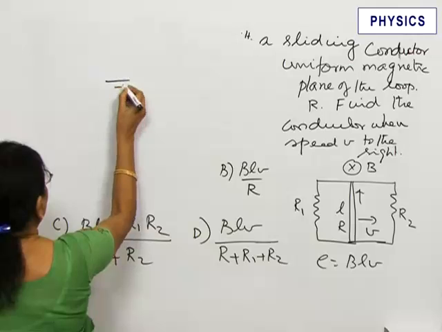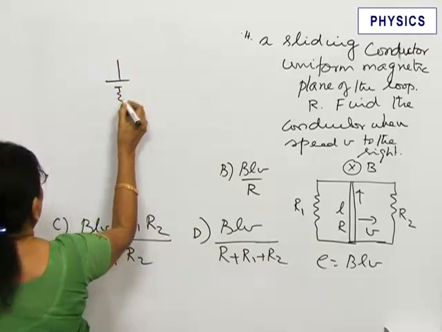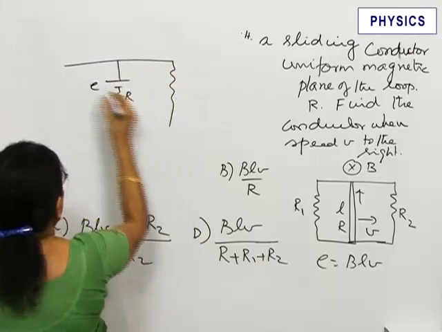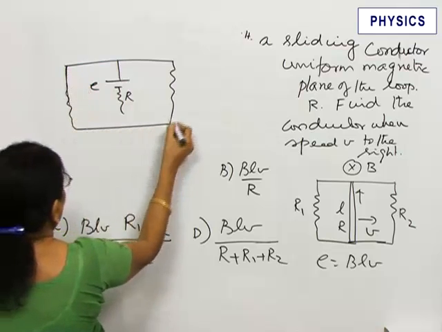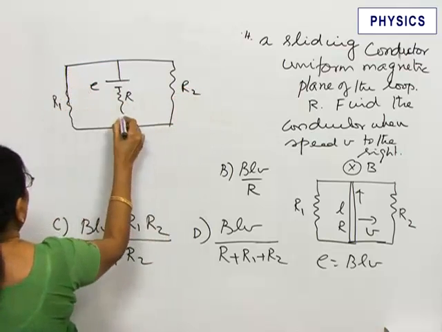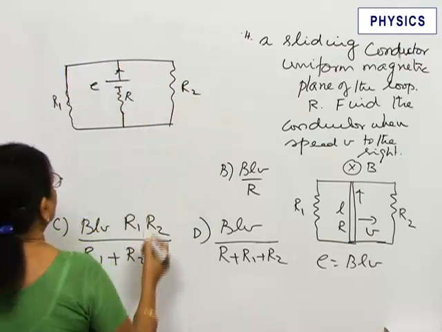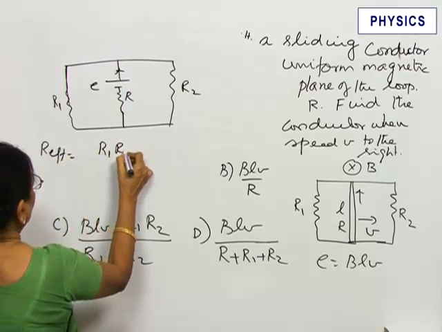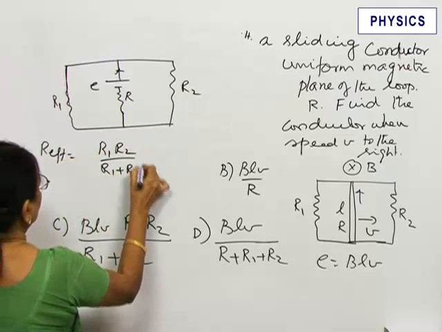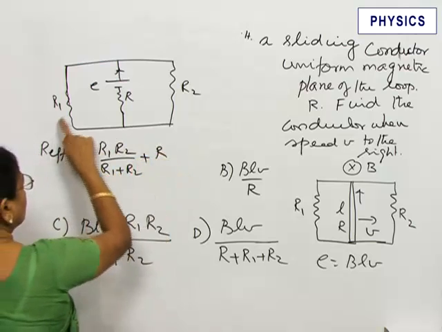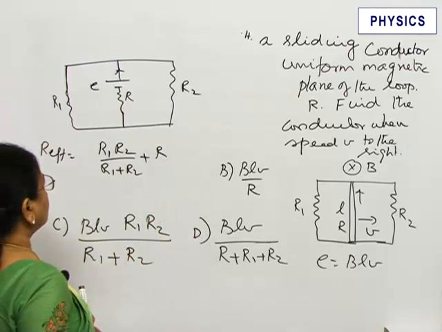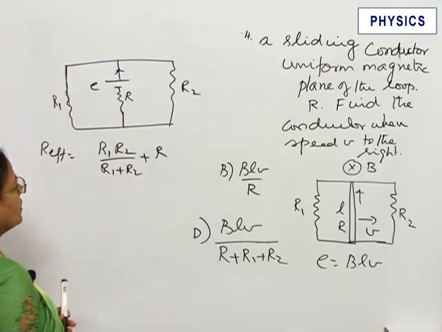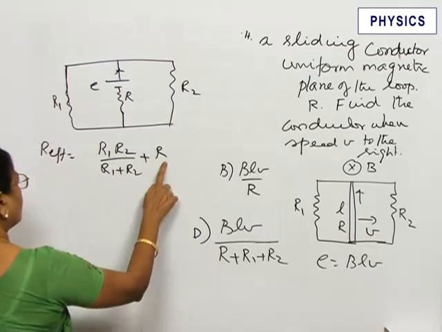So we can depict it like this. This is the internal resistance, EMF of the cell, and the two external resistances in parallel. Okay, so the current direction is like this. So what is R effective? R effective is R1 R2 by R1 plus R2, plus R, because these two external resistances come in parallel and the same current will flow through them. Therefore, effective resistance in the circuit is R1 R2 by R1 plus R2 plus R.